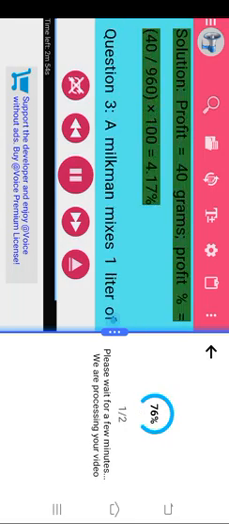Question 2. A trader uses false weights and gives only 960 grams instead of 1 kilogram, but charges full price. What is his profit percent? Solution. Profit equals 40 grams. Profit percent equals 40/960 times 100 equals 4.17%.